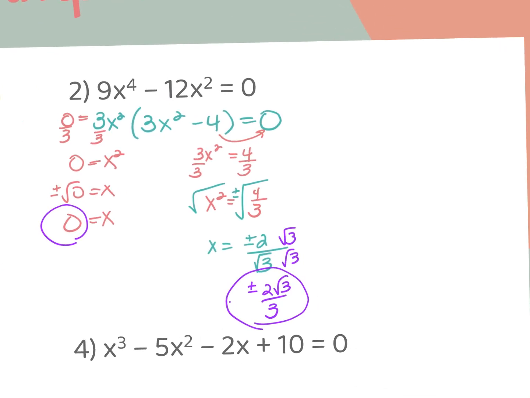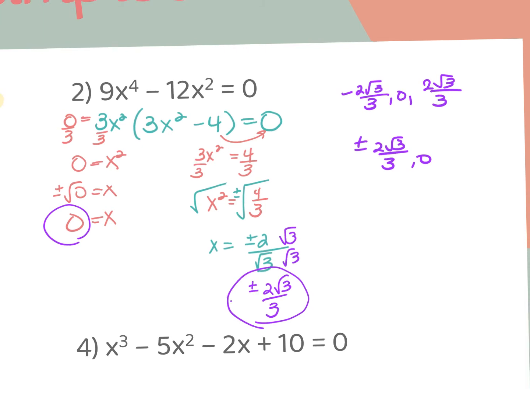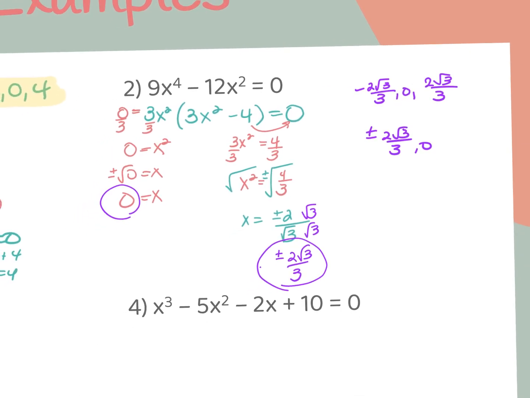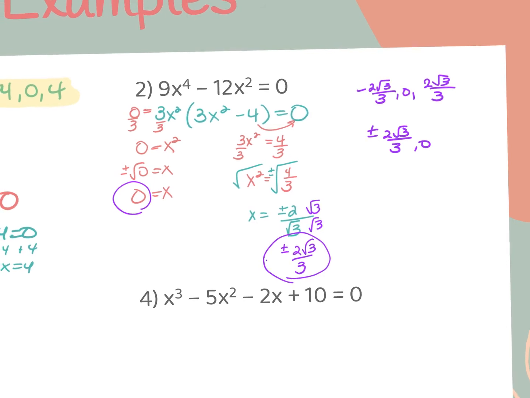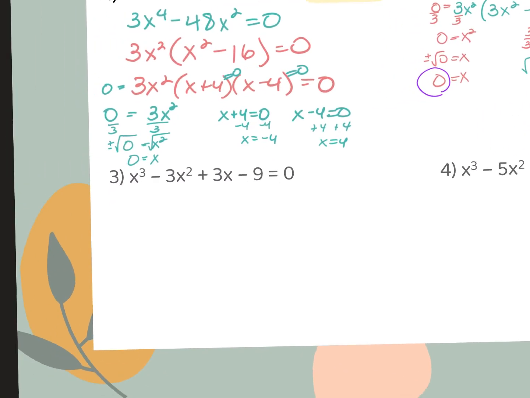You can list them out, like if it was just an open-ended question, you can list it as plus and minus 2 root 3 over 3 and 0. Okay, I think WebAssign needs you to separate it out. I'll look before we finish. Questions on that one? Just don't forget your plus and minus.